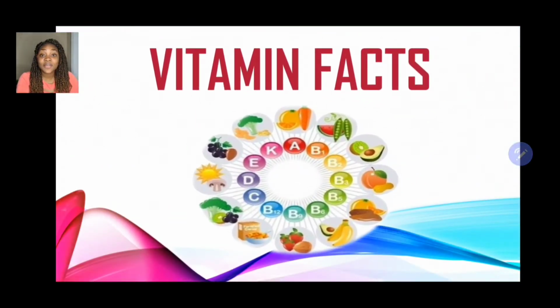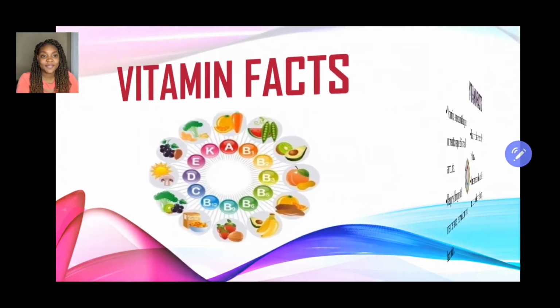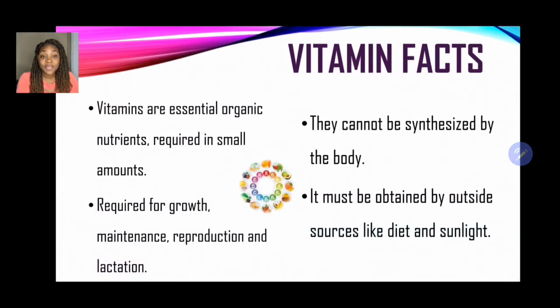Now, let us look at some vitamin facts. Vitamins are essential organic nutrients required in small amounts. That makes them what? A macronutrient. Very good. They are required for growth, maintenance, reproduction, and lactation. They cannot be synthesized by the body. It must be obtained by outside sources like diet and sunlight, right?